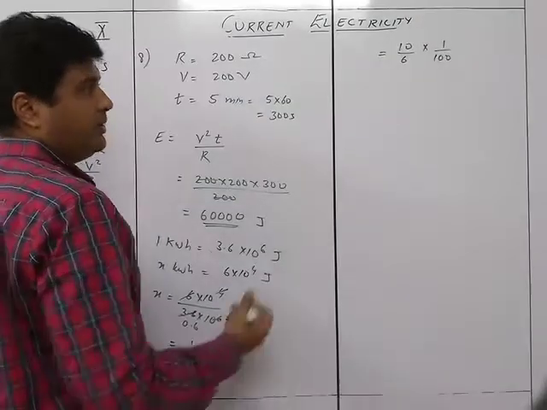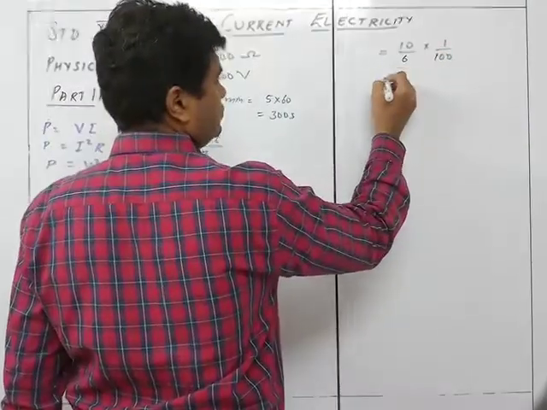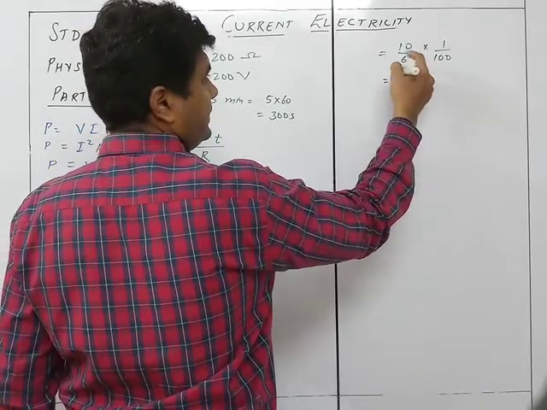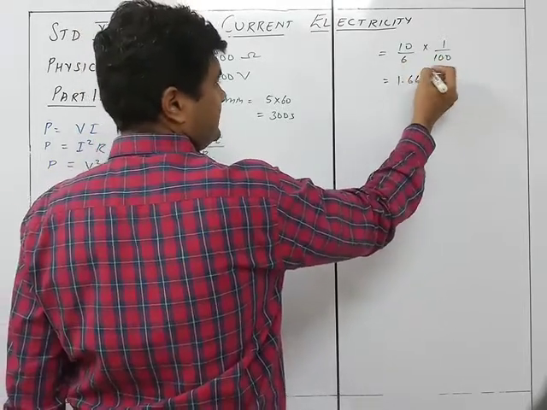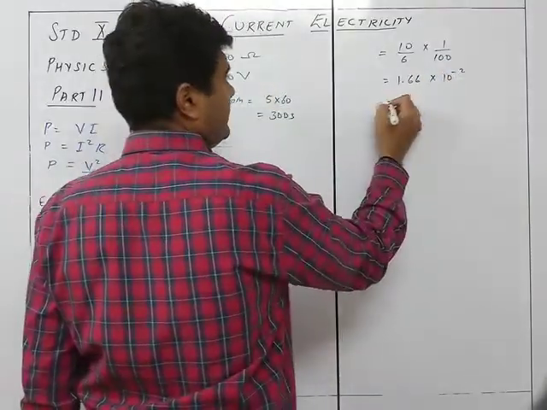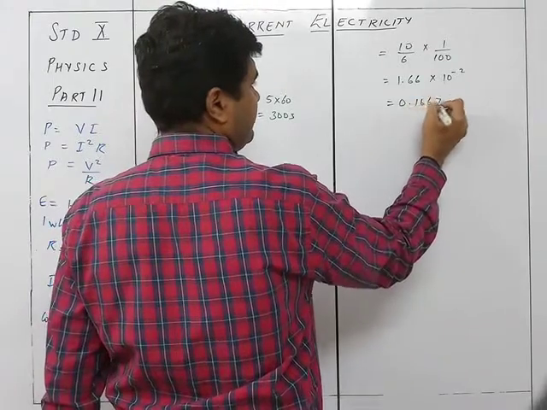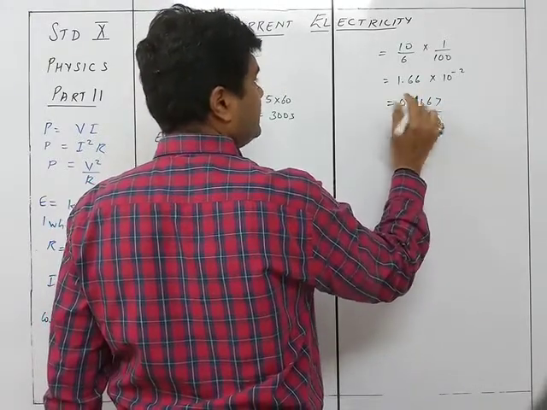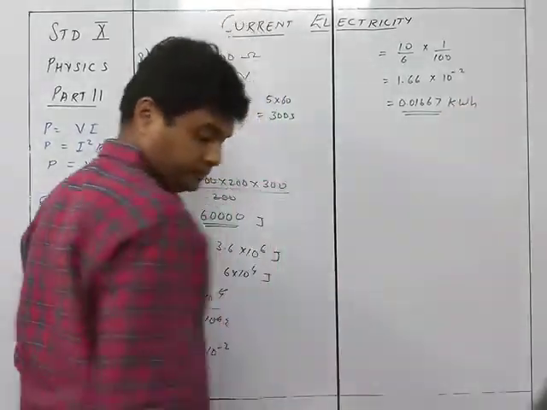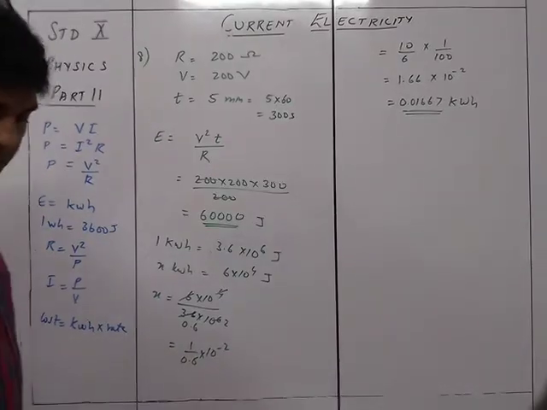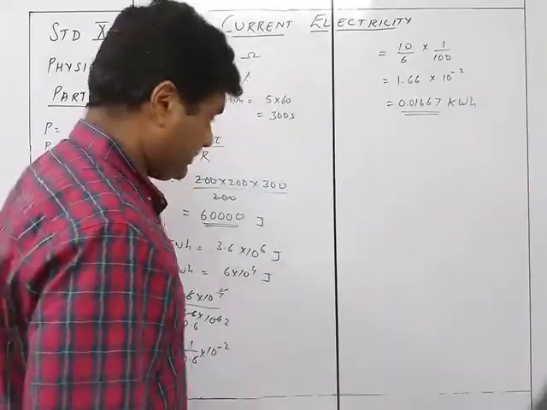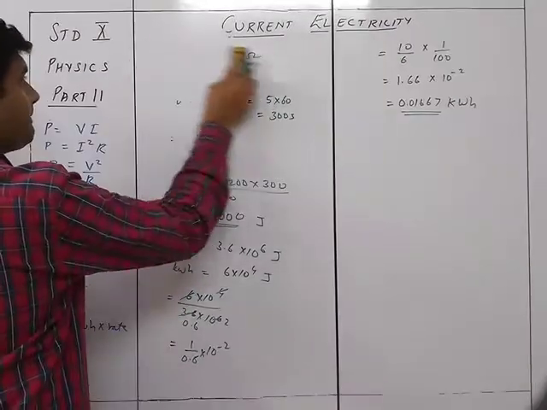We'll take it that way only, better. So this will be 1, 40 will be 6, and then 30, 40 again. So 6, 6, 6, 6 into 10 raised to minus 2. That is going to be 0.01667 kWh. Okay, that will be the answer for sum number 8. We now move on to sum number 9.